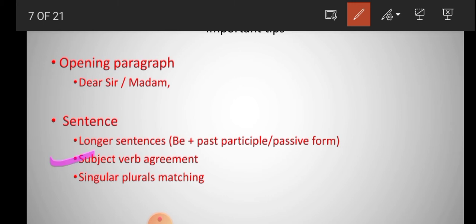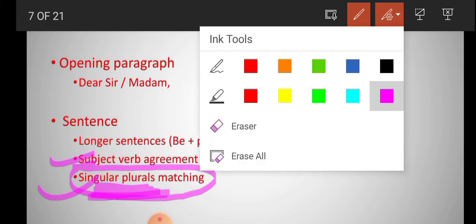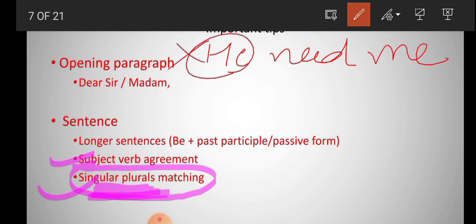After this, subject and verb agreement and singular and plural. This is also important, and many students make a mistake matching their singular and plural. It's a very usual mistake, and it is very simple also, but because we don't have the habit of writing, we always forget to match this. If I am saying "he need", this sentence is incorrect because he is singular. I need to use s with need, but I am saying "he need". So this is just a simple mistake.